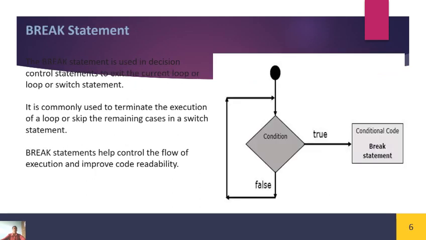Break statement. The break statement is used in decision control statements to exit the current loop or switch statement. It is commonly used to terminate the execution of a loop or skip the remaining cases in a switch statement. Break statements help to control the flow of execution and improve code readability. In the image we can see the condition is checked, and when it comes to true, the break statement comes next in the flowchart.